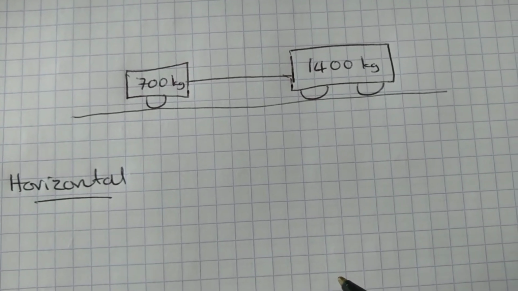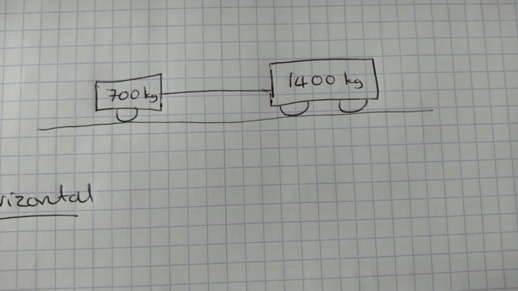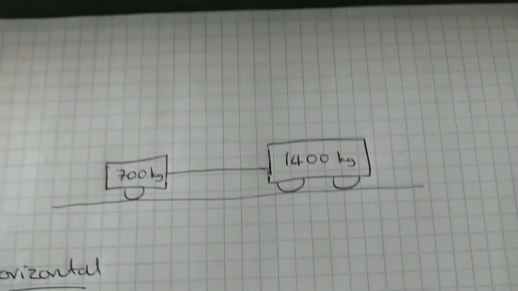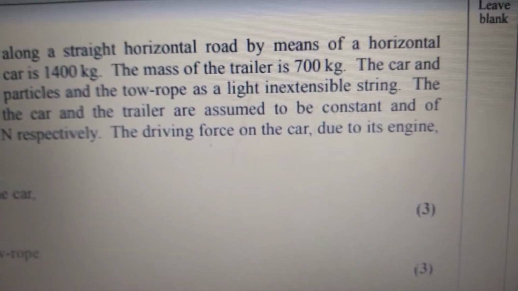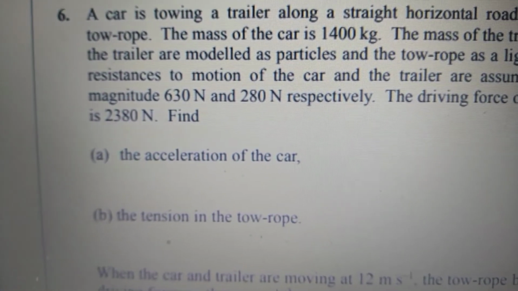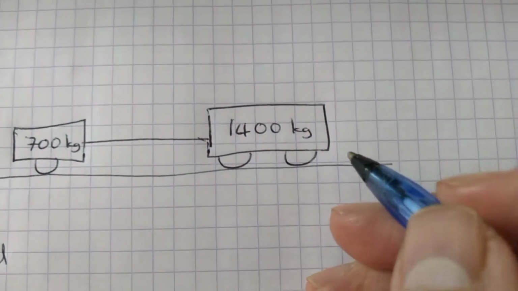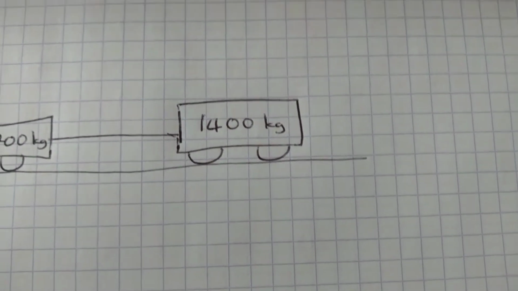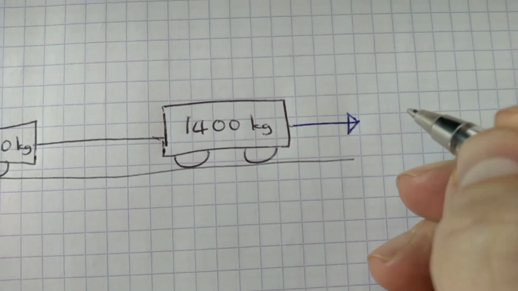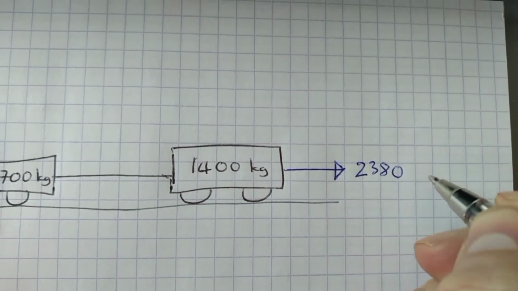So what forces are going on here? Well, in the question we've got quite a few forces given. We have the driving force on the car. Let's just have a little look. The bottom sentence: the driving force on the car due to its engine is 2,380 newtons. So that is going to be the force this way, 2,380 newtons.